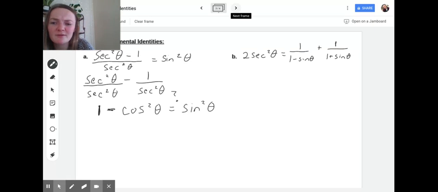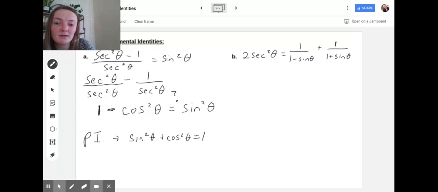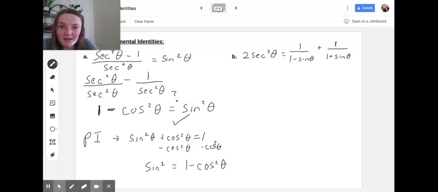Well, if I think for a minute about the Pythagorean identity, the Pythagorean identity says that sine squared theta plus cosine squared theta has got to equal 1. Well, if I subtract cosine squared theta on both sides, I get that sine squared theta is equal to 1 minus cosine squared theta. So is this true? Yeah, I just proved it, and this is what's called verifying. So I give you one thing, and you work just on one side of the equation to prove that it's equal to the other side.